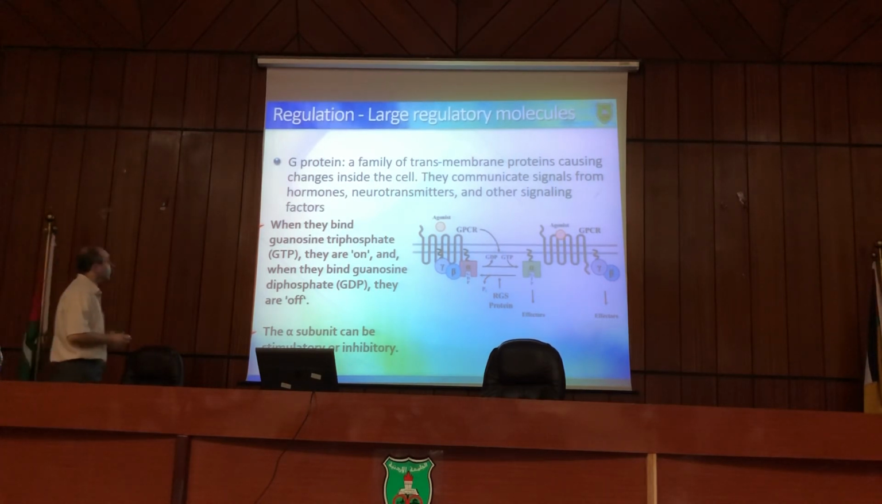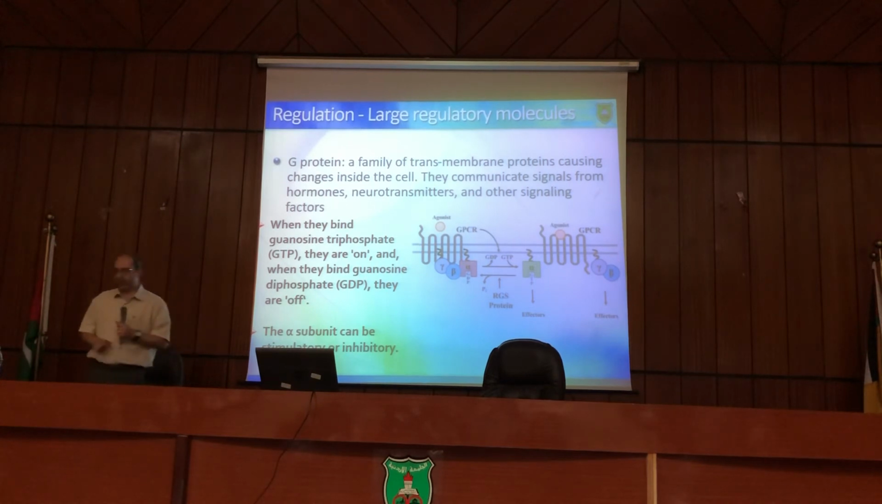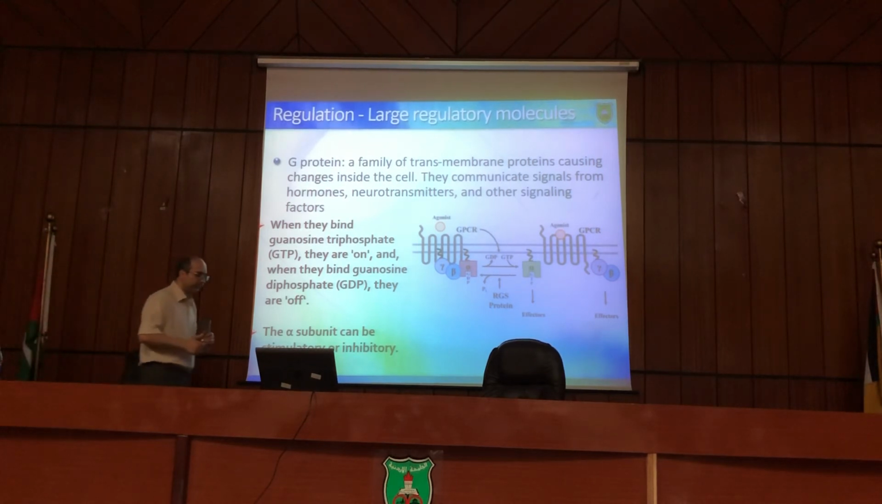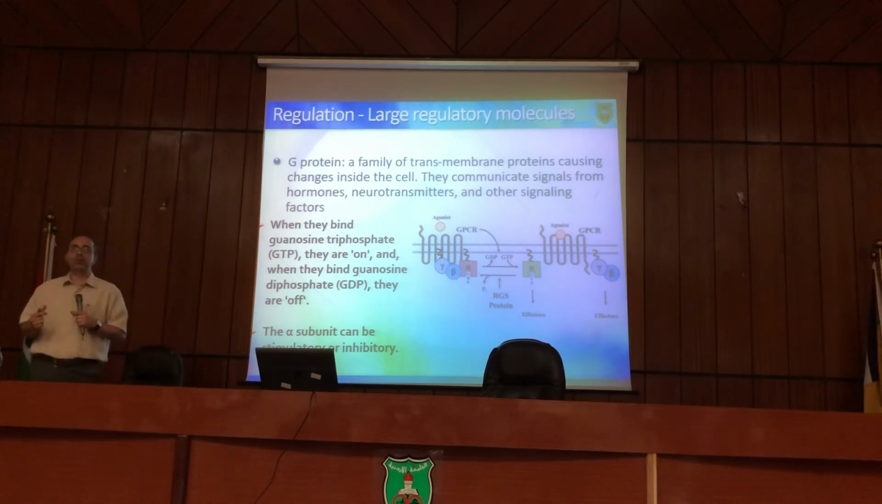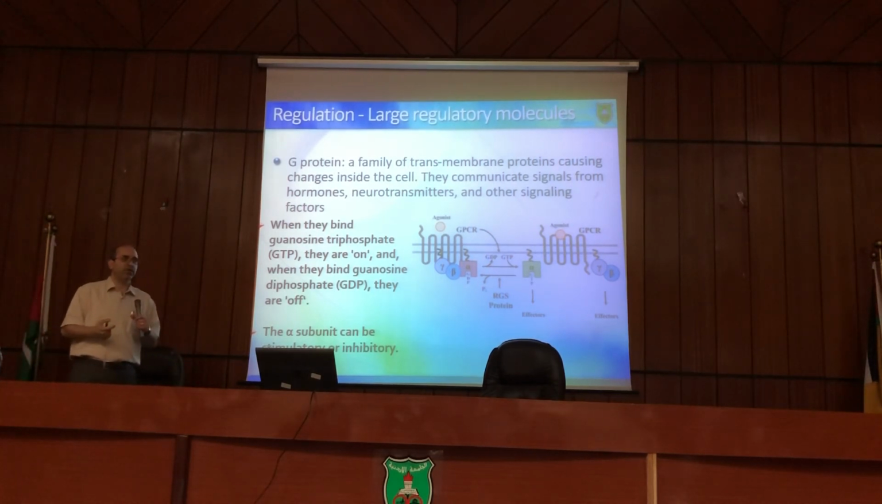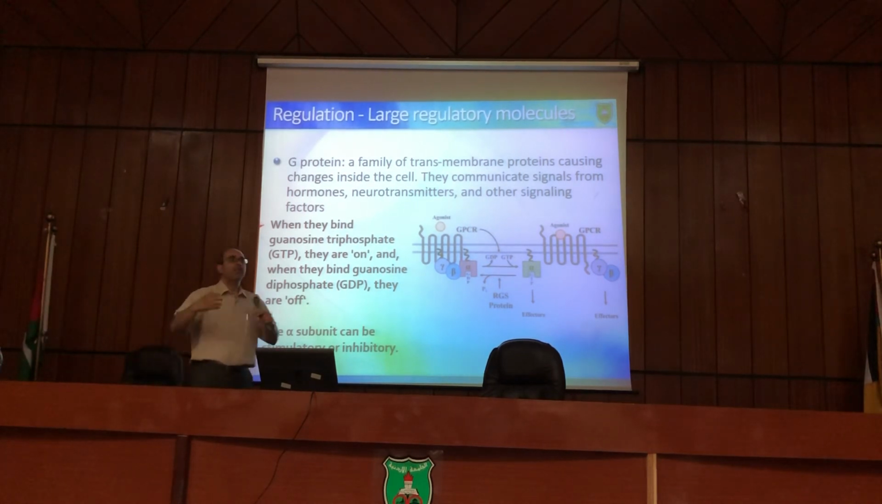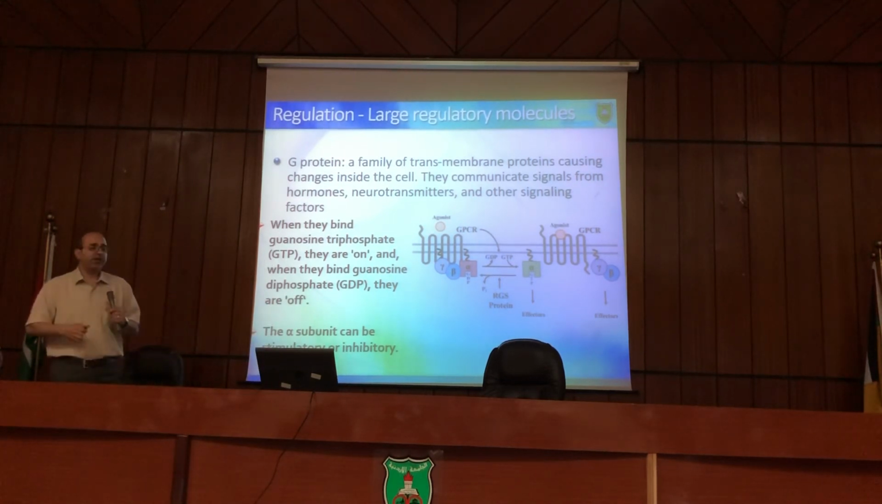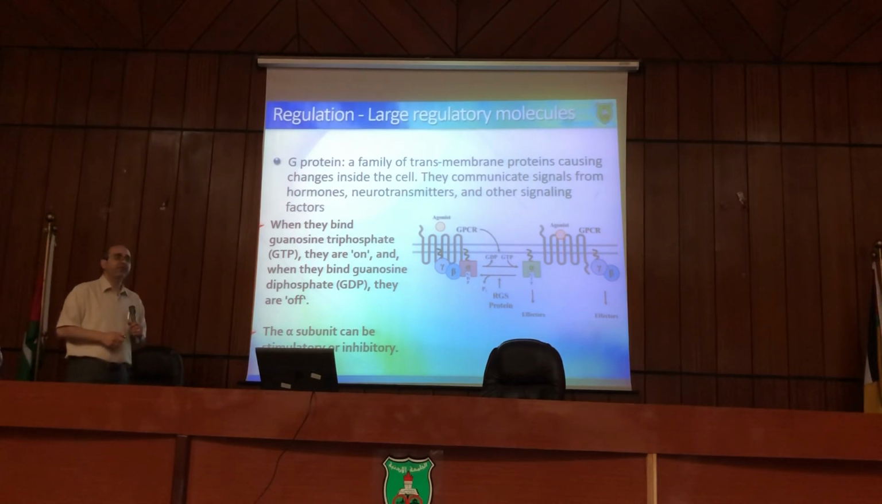Okay. So we can also regulate enzymes differently as well. And here what we have is regulation by large regulatory molecules. In other words, previously I said that we can modify enzymes like protein kinase A by cyclic AMP. Cyclic AMP is a small molecule. But we can also regulate enzymes by large molecules or large proteins. A great example is G proteins.